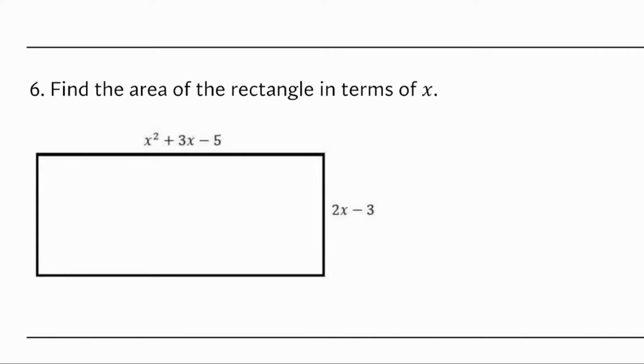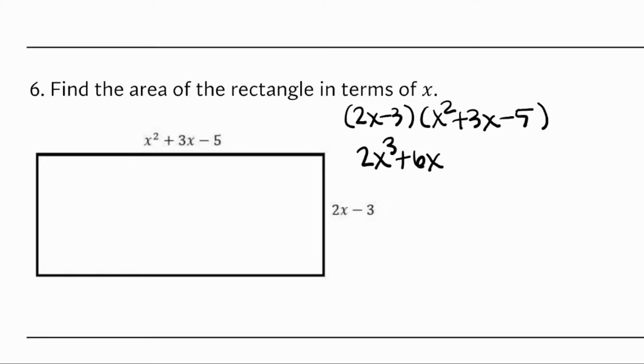And this next one's going to ask for an area of a rectangle, so we'll just be able to do that. We'll multiply 2x minus 3 by x squared, positive 3x, and negative 5. And so I'll distribute the 2x across all three terms. 6x to the 2, because 2x times 3x would be 2 times 3 times x squared, minus 10x, and then I'll distribute the negative 3, so it'll be negative 3x to the 2, negative 9x, and positive 15.